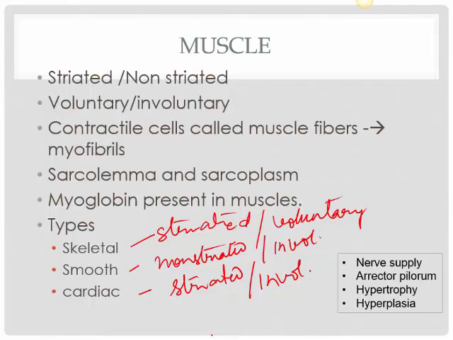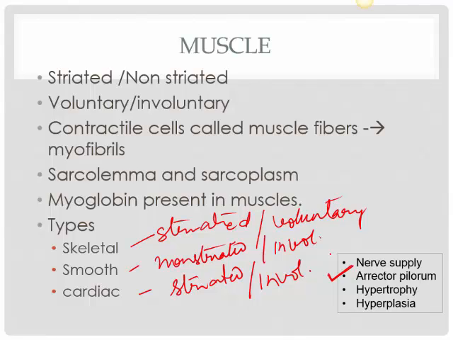Another example of smooth muscle is a muscle which is seen in the dermis of your skin, which is known as the erector pilorum muscle. The erector pilorum muscle is a smooth muscle. This is special smooth muscle. So wherever you get these special names, always pay attention, always highlight that. So erector pilorum is a special type of smooth muscle which is seen in the dermis of your skin.